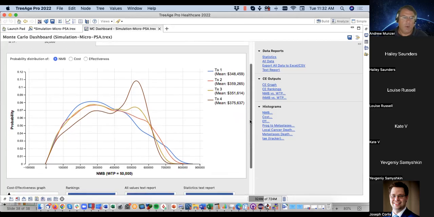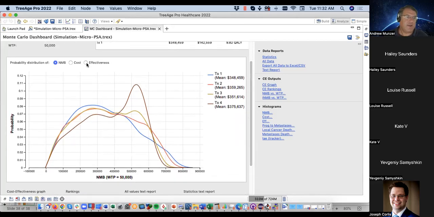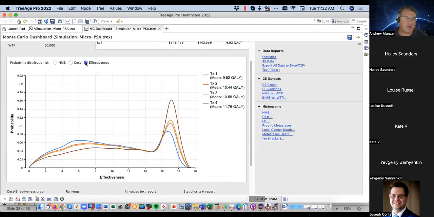But I like to use the effectiveness because that's the most obvious, easiest to understand: this is what happened to our patients, right? We had some patients who died right away and basically got no qualities. And we had more people that lived 2, 4, 6, etc. years. And then we had this little bump of people who essentially made it all the way to the end of the 20-year time horizon. But of course, since it's qualities, they don't get 20 qualities. They get something less than 20 qualities based on the utilities in the model.